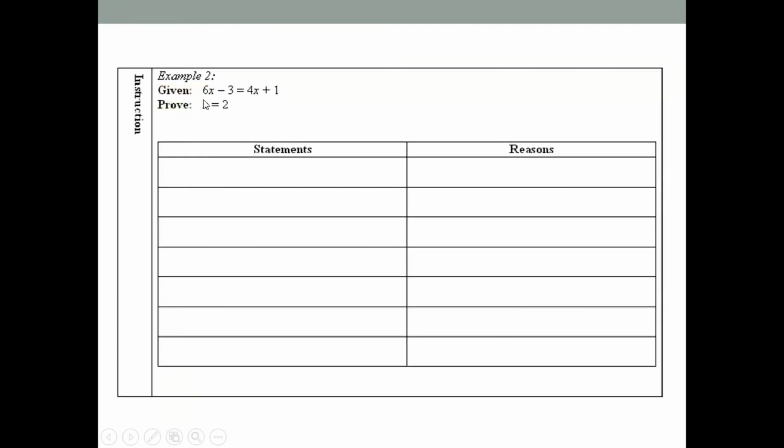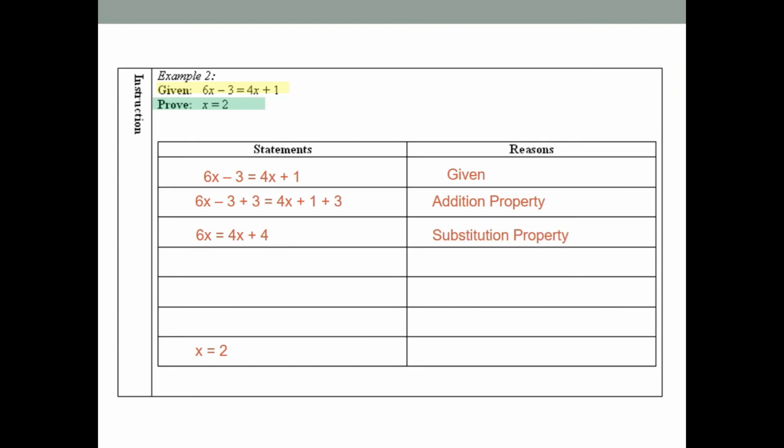One more example. We're starting with this given equation, 6x minus 3 equals 4x plus 1. Then we're trying to end up at x equals 2. So a good first step for this equation might be to add 3 to both sides to move all the numbers to the right. The addition property of equality allows me to add the same thing to both sides of an equation. Then if I'm actually doing that, -3 plus 3 and that 1 plus 3, that's substitution property. I'm not writing 1 plus 3 anymore. I'm writing 4 instead. I'm substituting that in.